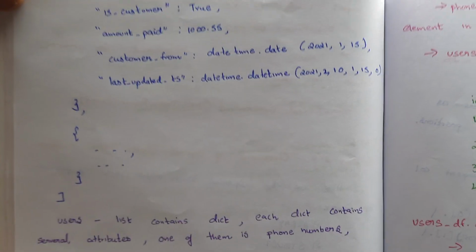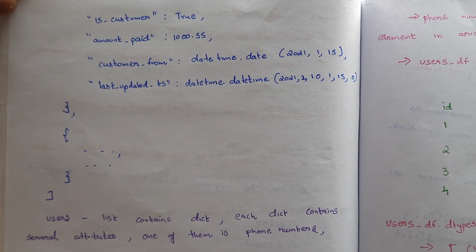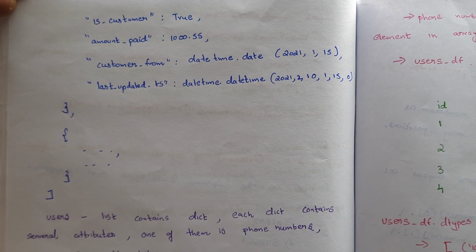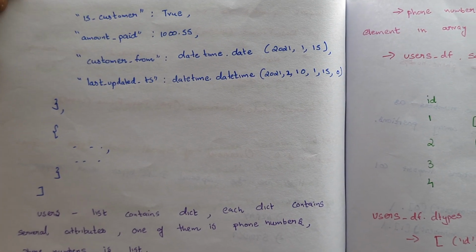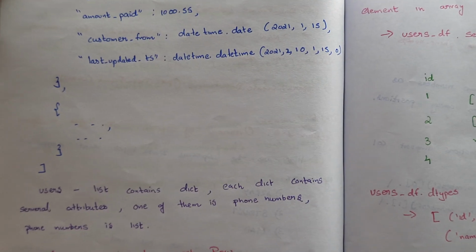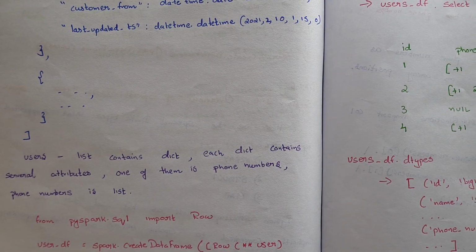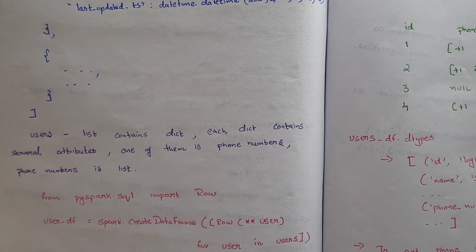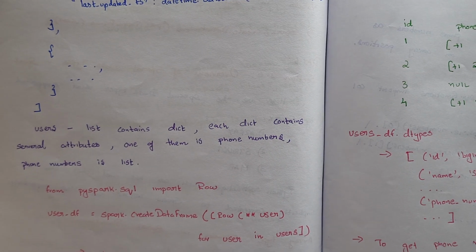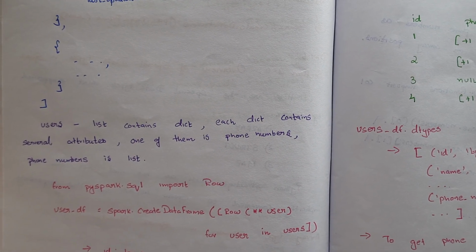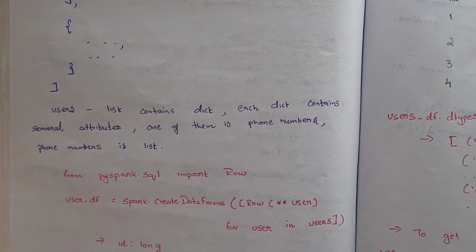And also I have other columns like is customer is true and amount paid is 1000.55, and the customer since is a date field and the last timestamp is a timestamp field. And then I will have multiple dictionary values inside this list. So users is nothing but a list containing dictionaries, and each dict contains several attributes. One of them is a phone number and phone number is a list here.